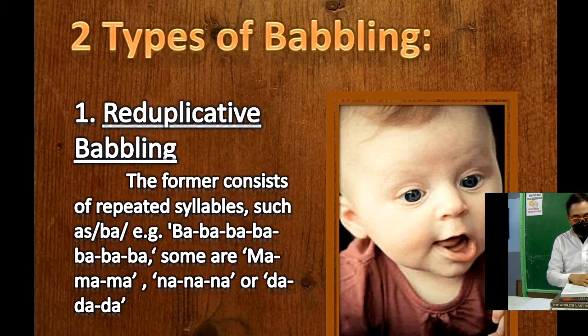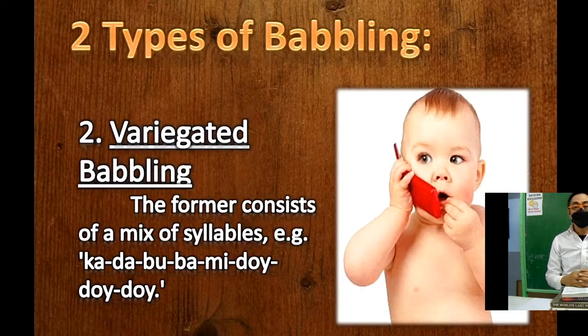Reduplicative babbling. The former consists of repeated syllables such as ba, ba, and some are ma, or na, or da. That is reduplicative babbling. Variegated babbling. The latter consists of a mix of syllables. Example, kadabu, bamidoy, doy. That is variegated babbling.